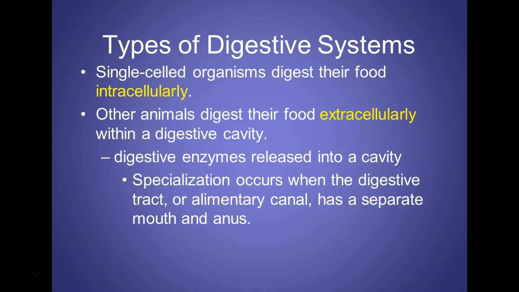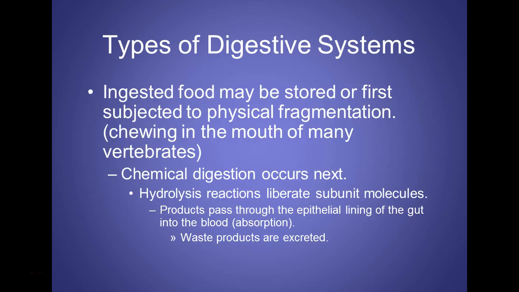So there's different types of digestive systems. Single-celled organisms digest their food intracellularly. Usually lysosomes that are filled with digestive enzymes will help do that. Other animals digest their food extracellularly with a digestive cavity. That's us. We focus more on us because it's easier for us to understand. This is when digestive enzymes are released into a cavity, and that specialization occurs in the tract, or what we call an alimentary canal, when it has a separate mouth and anus.